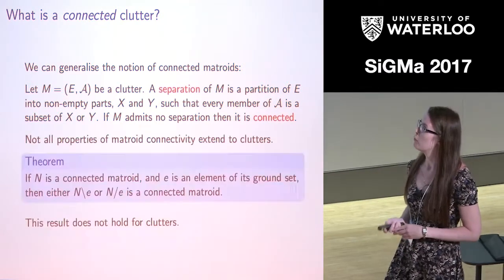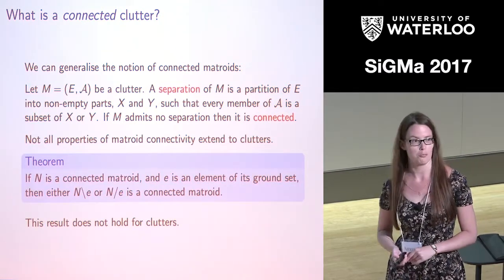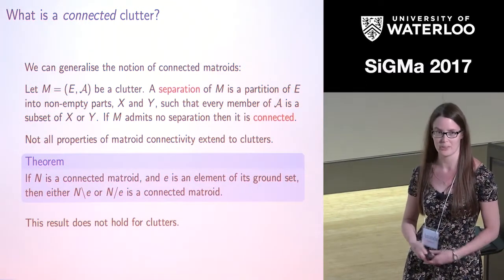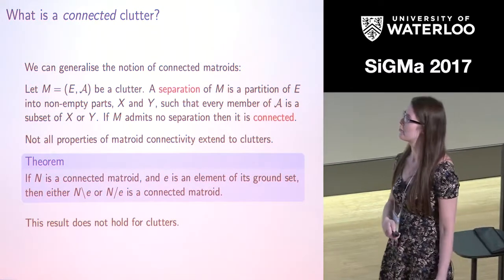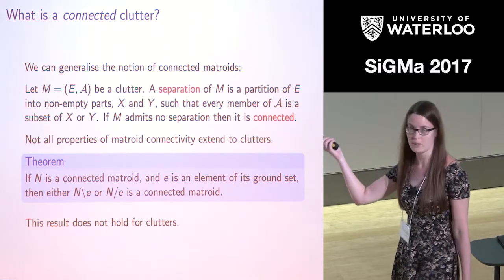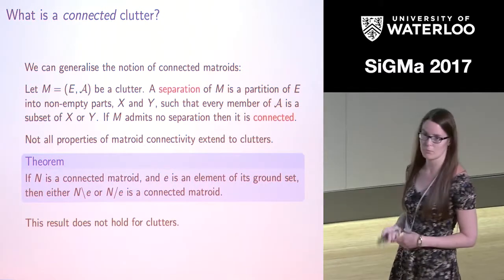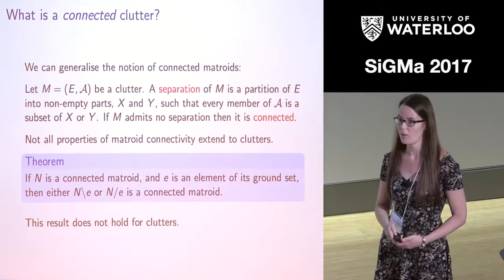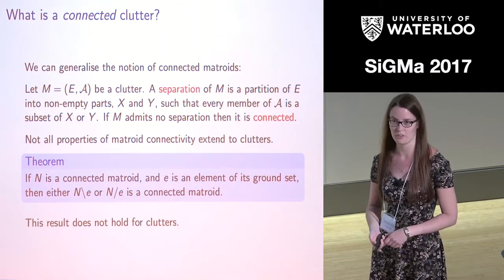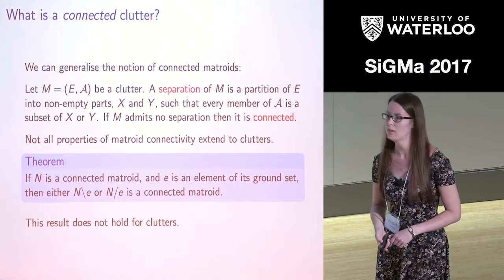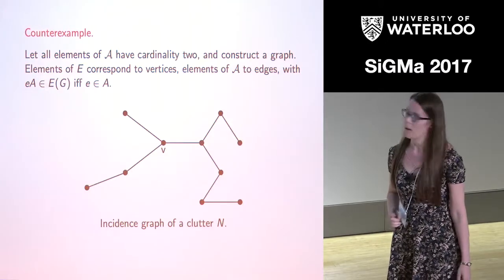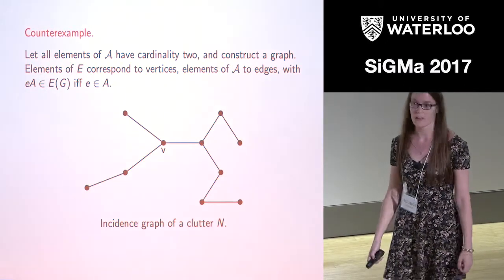And now, even though this is a generalization of matroid connectivity, not all properties which matroids have are going to extend to clutters. So for instance, we've got this really useful theorem here, which says that if you've got some connected matroid and you take any element inside that, then either the deletion or the contraction is going to be connected as well. And this is something which doesn't hold for clutters. And here is a counterexample for that.